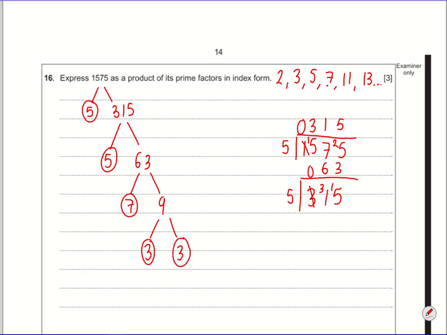All you've got to do now is put this all together with powers, because index form means it has to have powers in it to get all the marks. So we've got two 3's, so that's 3 squared. We've got two 5's, so that's 5 squared. And we've got a 7, and remember it's a product, so that's times, not adding.